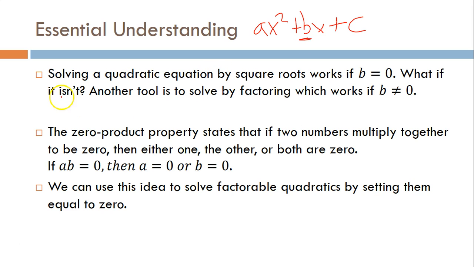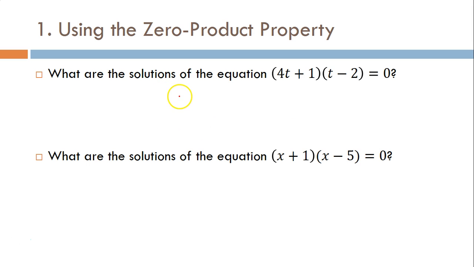So jumping in, we're going to talk about the zero product property, and that's if two numbers multiplied together are 0, then one, the other, or both have to be 0. So if a times b equals 0, then either a equals 0 or b equals 0. We can use this idea to solve factorable quadratics by setting them equal to 0. This is like number 1 on your notes and your homework, I think problems 1, 2, and 3. It says, what are the solutions of this equation? (4t plus 1)(t minus 2) equals 0. So what does this mean?